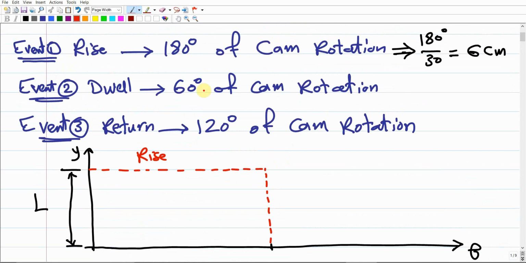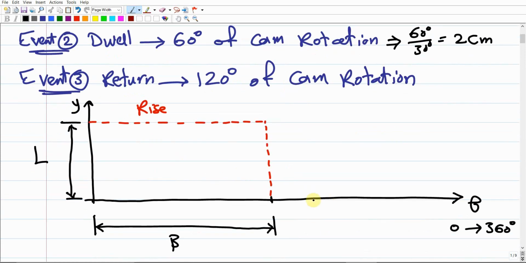Then it is going to dwell for just 60 degrees. If you divide 60 degrees by 30 degrees, this gives us just 2 centimeters. So you're just going to measure another 2 centimeters and mark a point. This gives us this period, which should be the dwell period. Then you draw another rectangular shape for this second period. This is going to be the dwell period. Make sense?